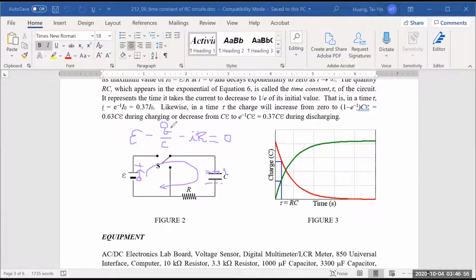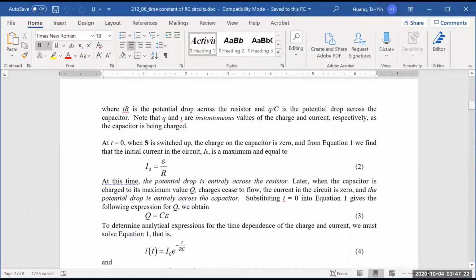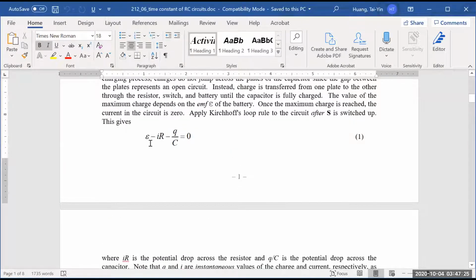So your current I is equal to dQ over dt, the time rate of change of charge. Then you can replace your Q by the expression for I, and then you can set the equation, and that becomes the equation like this. So you have the charge like this. So the EMF minus IR minus Q over C is equal to zero.